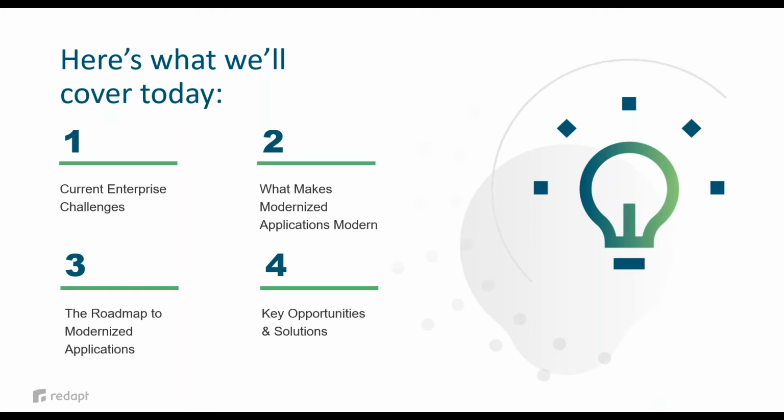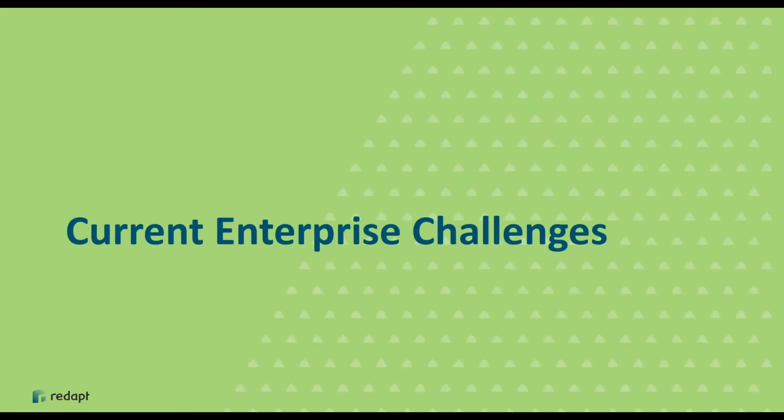The third thing is the roadmap to a modernized application. As I said, it's going to be a slower process. It's not just a lift and shift from one place to the other. It's about truly understanding what it takes. It takes time, and everybody understands that. So I'll walk you through Redapt's way of doing it. The fourth one is key opportunities and solutions. I want to cover mostly the Kubernetes side, because it's Kubernetes Day. There are a few tools that we prefer and use inside Redapt, and I want to talk about those to wrap it up.